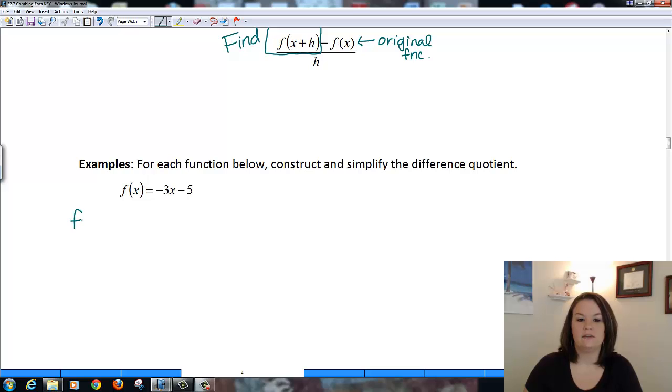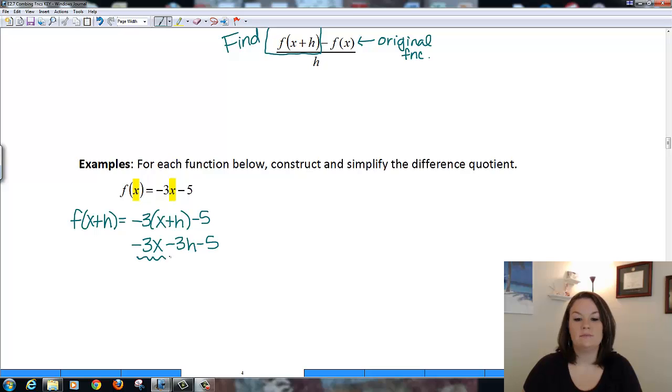So the first thing I need to figure out is f of (x plus h). So remember, when we evaluate functions, whatever's inside the parentheses is what we plug in where we see an x in our function. So since x plus h is in my parentheses, I'm going to plug in x plus h everywhere I see an x in my original function. Okay, and then I just simplify. So I'm going to distribute my negative 3, which is negative 3x, minus 3h, minus 5.